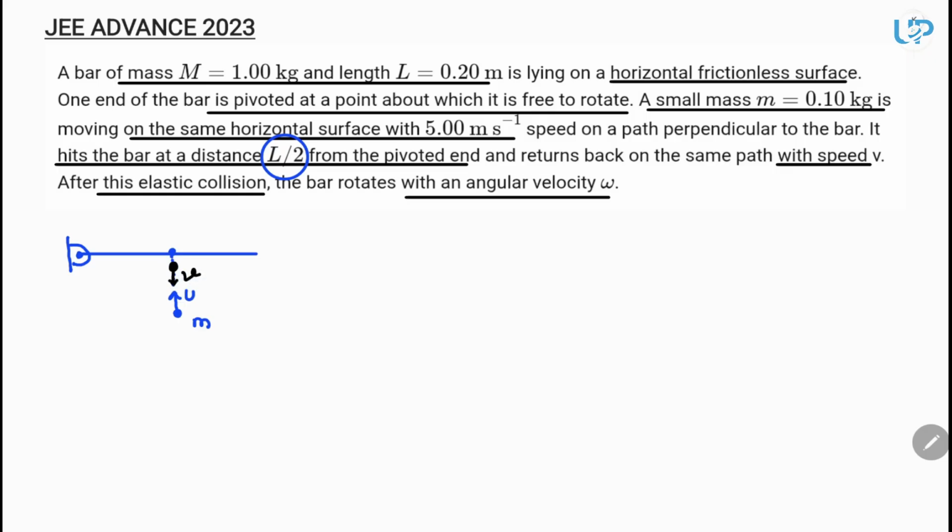Okay, so what is the initial angular momentum of the system? The initial angular momentum of the system will be the angular momentum of the mass small m plus the angular momentum of the rod. Because the rod is at rest initially, it will not have any angular momentum about the point O. So we will write the angular momentum initially. It is equal to m v r, and that is m, initial velocity is u, and r is L by 2. So this is the initial angular momentum of the system.